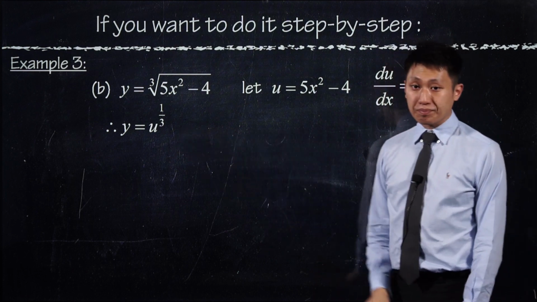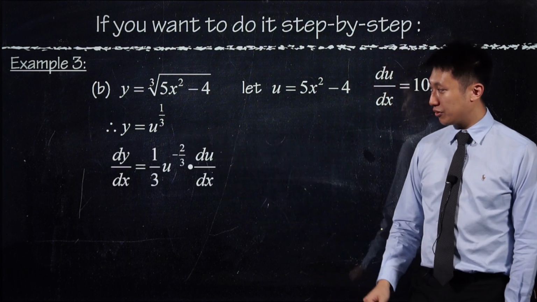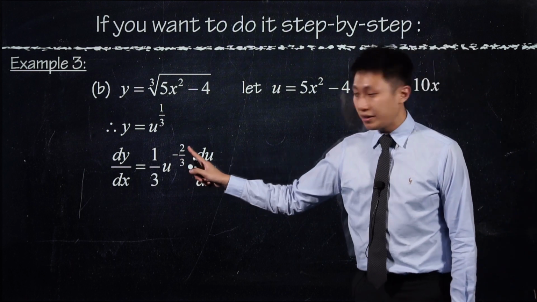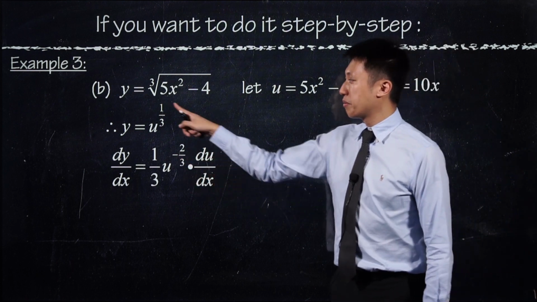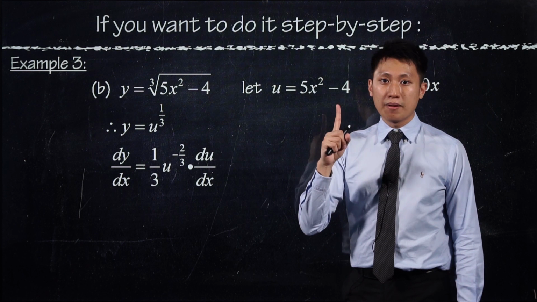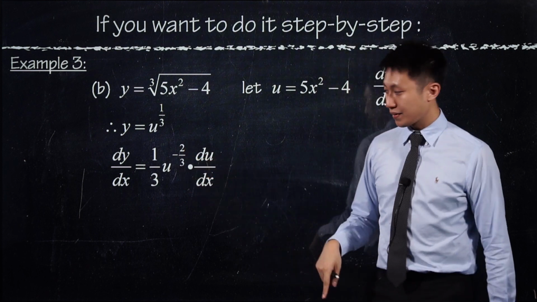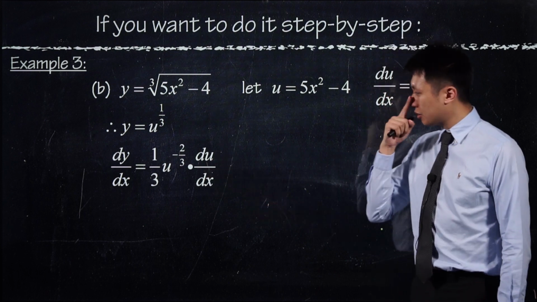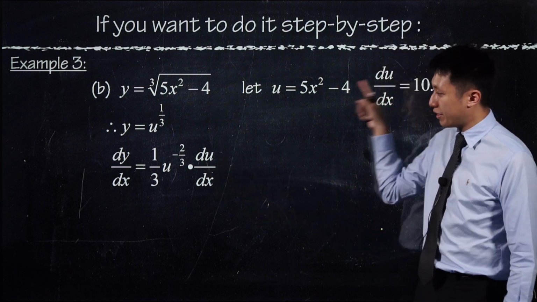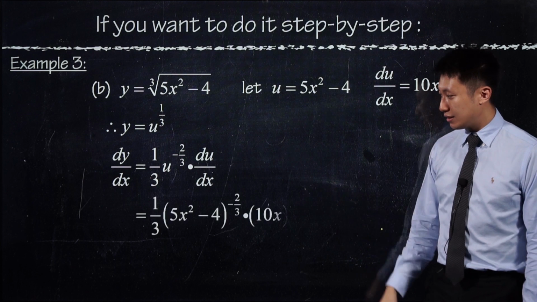Okay, you got this one. dy/dx is 1 over 3 u to the power negative 2 over 3. Why is that so? Because 1 over 3 minus 1, and minus 1 means minus 3 over 3, so it gives you negative 2 over 3. Then multiply by du/dx. So now the last step, substitute everything back into here and you get the answer.